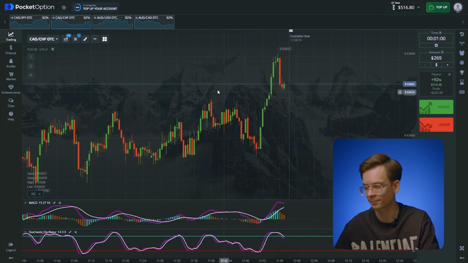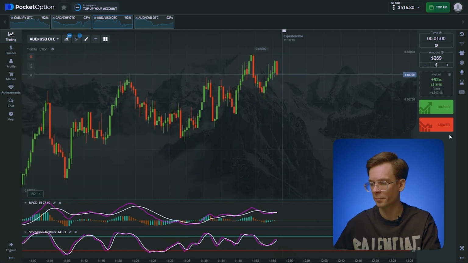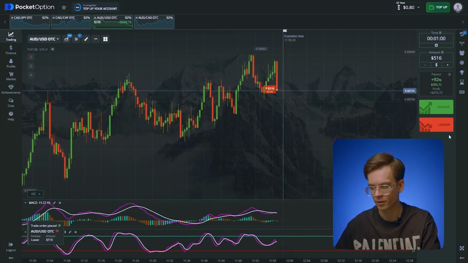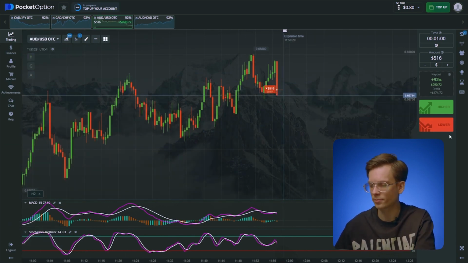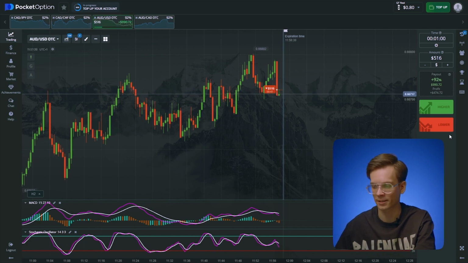Let's move on. Back to the Australian and American dollar. I'm investing the entire amount and going bearish. The bulls attempted to overcome the resistance level for the second time but failed. This gave the bears the upper hand. This is also evident from the sharp drop in indicators and the decline in MACD.